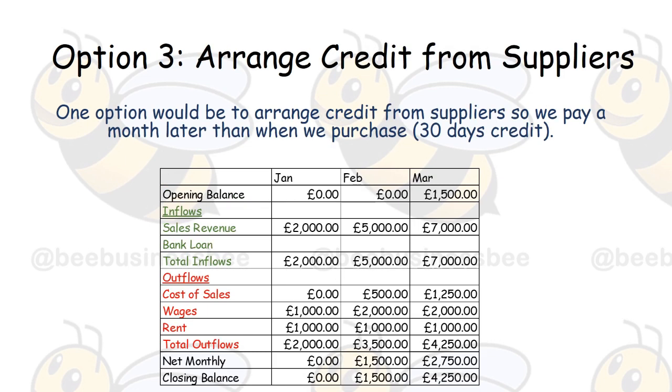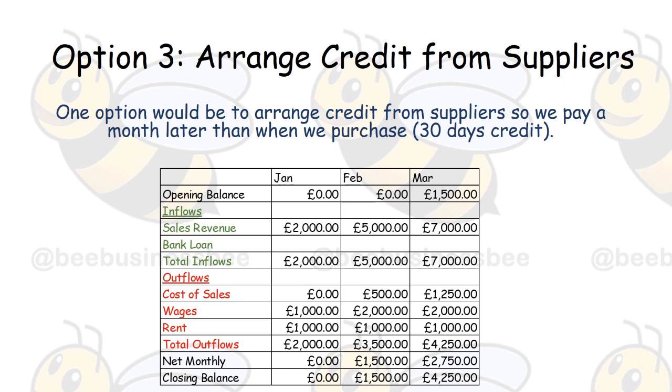Option 3 could be to arrange credit from your suppliers. So actually you pay a month later than when you actually purchase the items. As you can see in this example here, the items that are being used to make the products we sold in January are actually paid for in February, and obviously February's are paid in March, and so on. So actually I have no cost of sales for January because I only pay for the January stock in February.